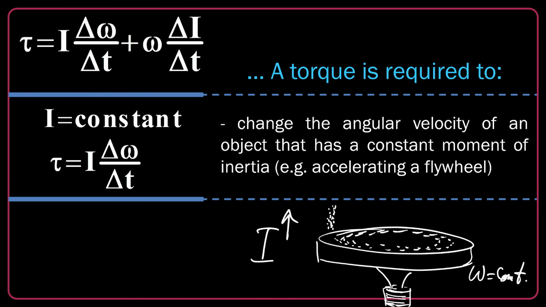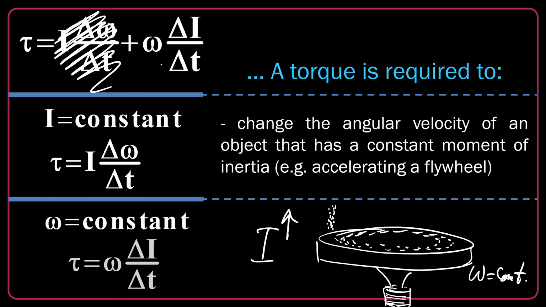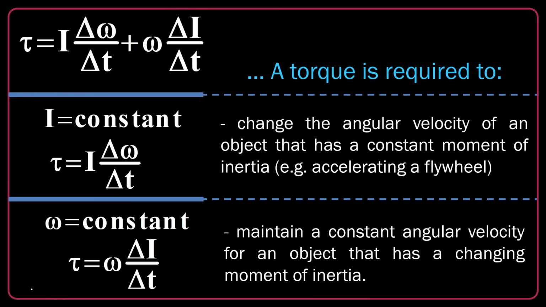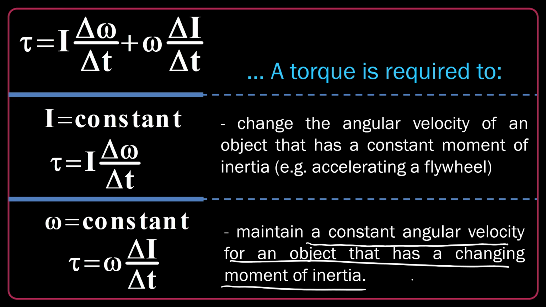But the motor tries to keep the omega constant, so it has to apply a torque. Here, as the omega is constant, we don't have any delta omega over delta t, so the first term is gone. Torque is going to be omega times delta I over delta t. But why do we need a torque? The torque is required to maintain a constant angular velocity for an object that has a changing moment of inertia.